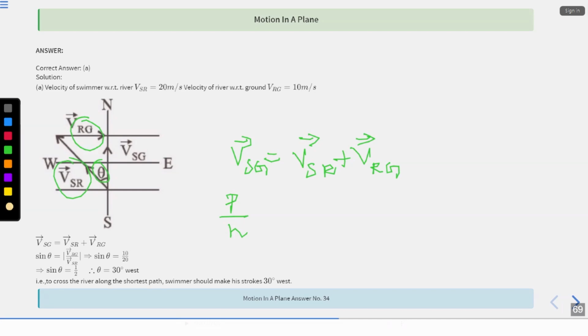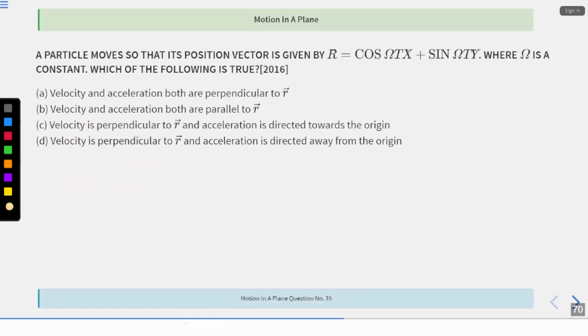So here you'll get it as 10 by 20. 10 because it was the river velocity, and this was the swimmer's velocity, right? So therefore, you'll get half. And when is sine theta half? Whenever theta is 30 degrees. So we can say that he has to move 30 degrees west to cover it by the shortest path, right? Okay, let's move to the next question.